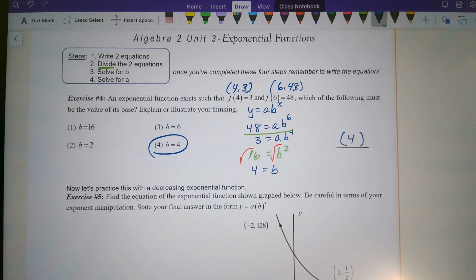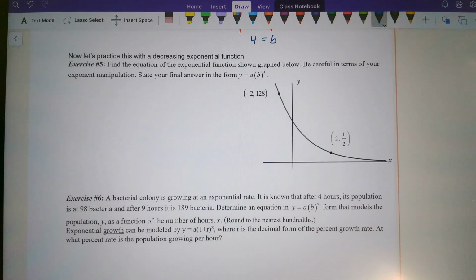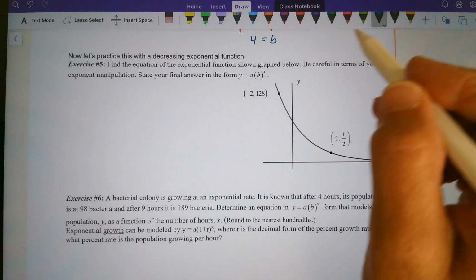Now let's practice with a decreasing exponential function. Find the equation of the exponential function shown in the graph below. Be careful in terms of your exponent manipulation. State your final answer in the form y equals ab to the x. All right, so here we have our 2 points. This point 2, 1/2 has a larger x value, so I'll start with that.